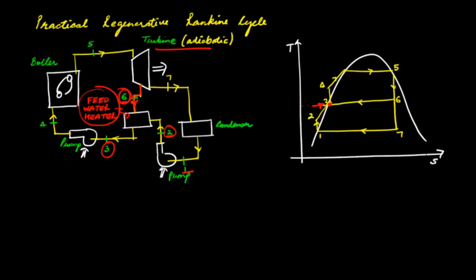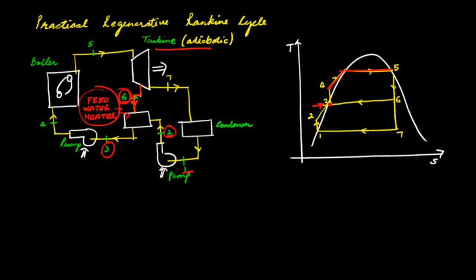And what we see is that the average temperature at which heat is added increases because the heat in the boiler is now being added from state 4 to 5, and therefore the average temperature of heat addition increases, and correspondingly the efficiency also increases.